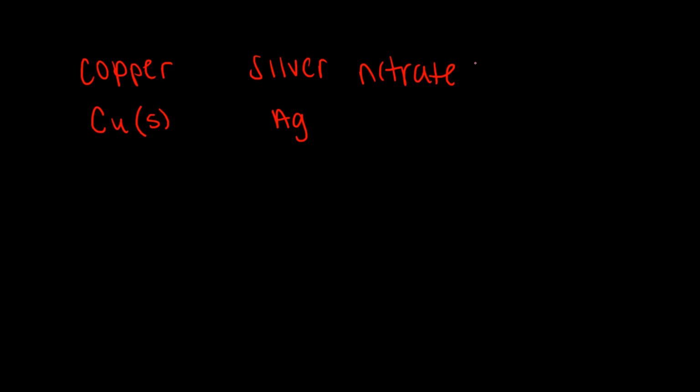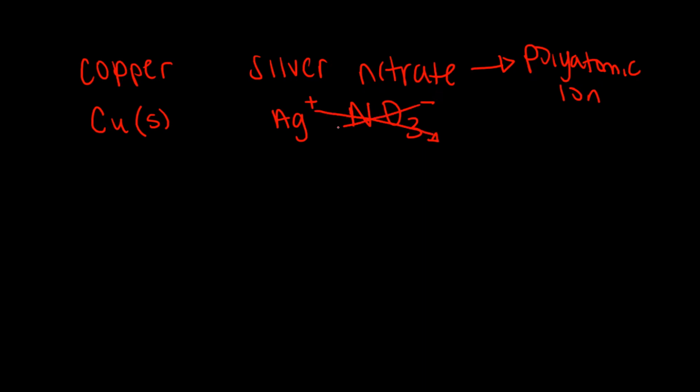And then nitrate, this information comes from your polyatomic ion chart. The formula for nitrate is NO3 minus, and the charge for silver is plus 1. When you learned about ionic compounds, you learned that to write out the formula, all you do is crisscross the numbers, and these both happen to have a 1. It's +1 and -1, so it ends up just being AgNO3.